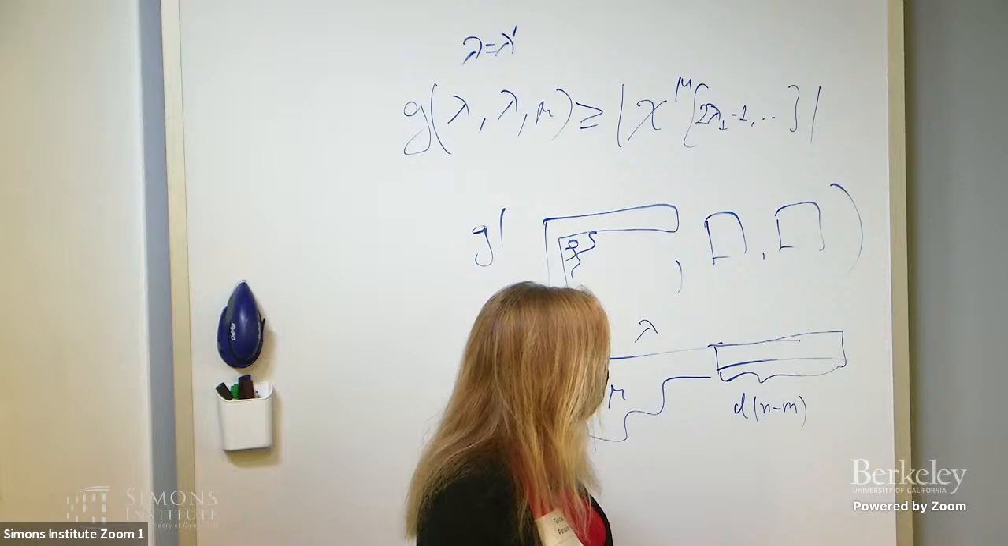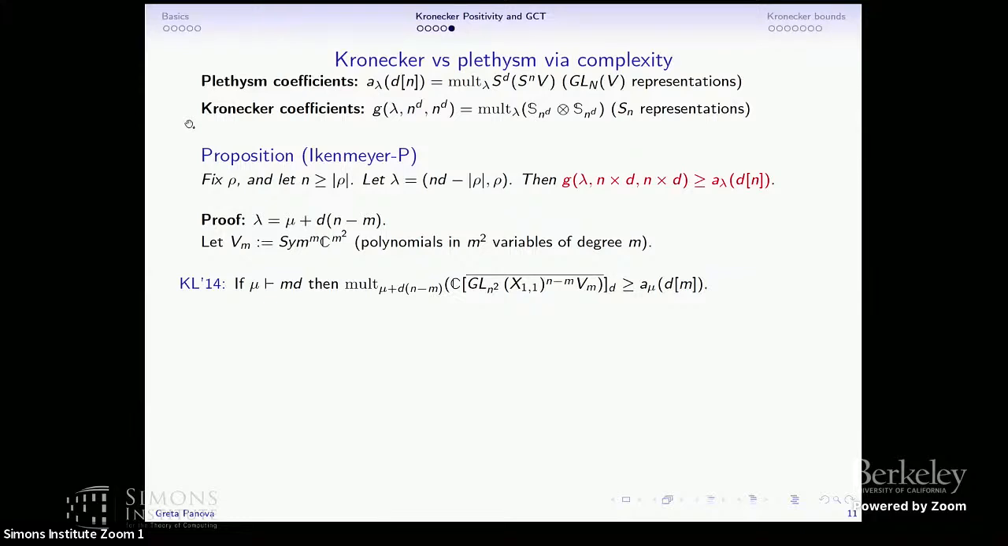First of all, there is again the Kadish-Landsberg result. Basically it says that if we look at this orbit closure, Vm is all polynomials in m squared variables of degree m, then almost by definition, this is going to be greater than or equal to this Plethysm coefficient. We also have certain stability results. So when we keep increasing the rectangles and just adding squares to the first row of the partition, eventually it stabilizes.